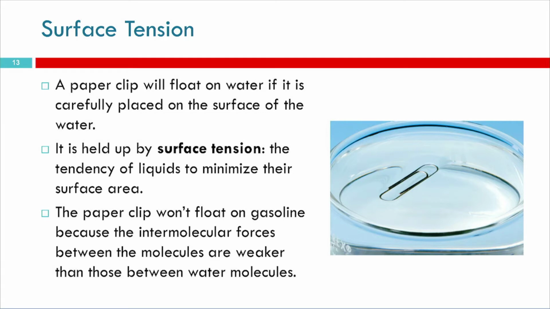You can take a paper clip and it'll float on the surface of the water if you place it there carefully enough. And that is because it's held up by surface tension. So this surface tension is the tendency for liquids to minimize their surface area. Gasoline doesn't have this same property because of the different type of intermolecular forces. Those forces are weaker, and so the surface tension can't hold up the paperclip, and the paperclip will just fall into the gasoline.